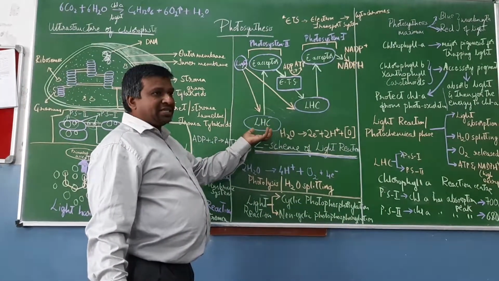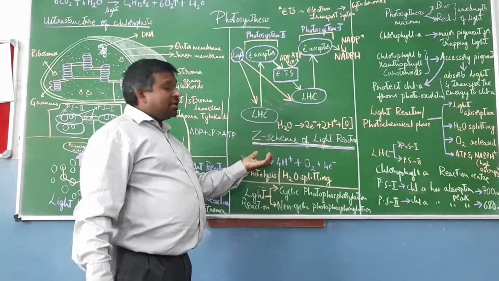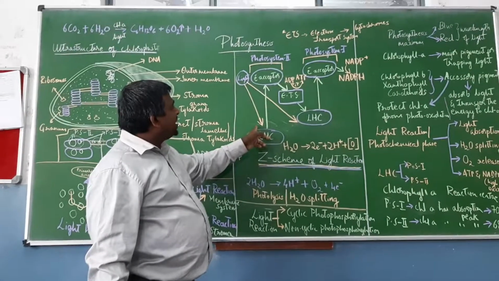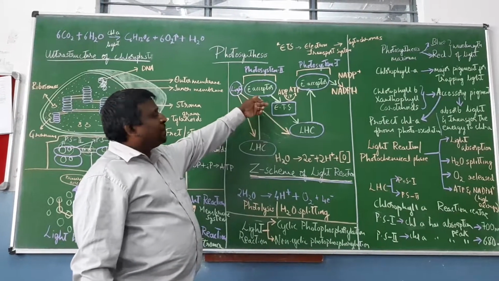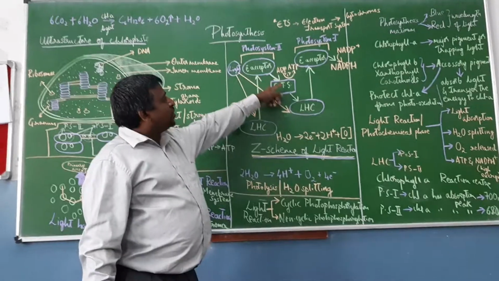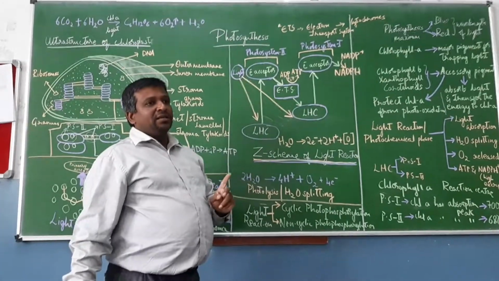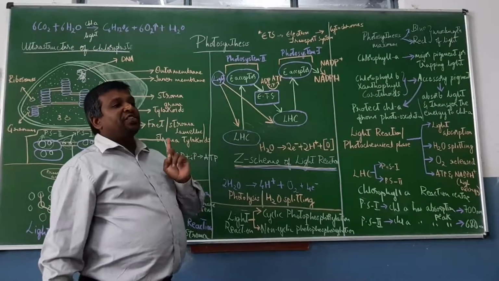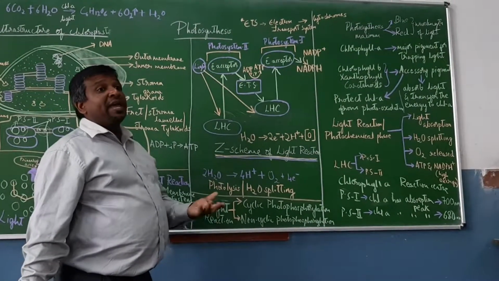Now the light harvesting complex is there. What is the light harvesting complex made up of? Chlorophyll A, chlorophyll B, xanthophyll, carotenoids. This light harvesting complex absorbs light from the sun, solar electromagnetic radiation. It is there in both places. That energy is supplied to the electron acceptor, and the electrons are excited and liberated, and transferred through the ETS, the electron transport system. What is the electron transport system made up of? Cytochromes: cytochrome A, cytochrome B, B6, cytochrome F.